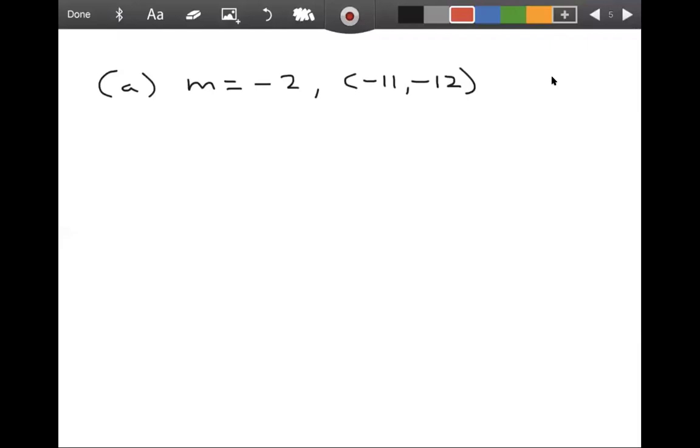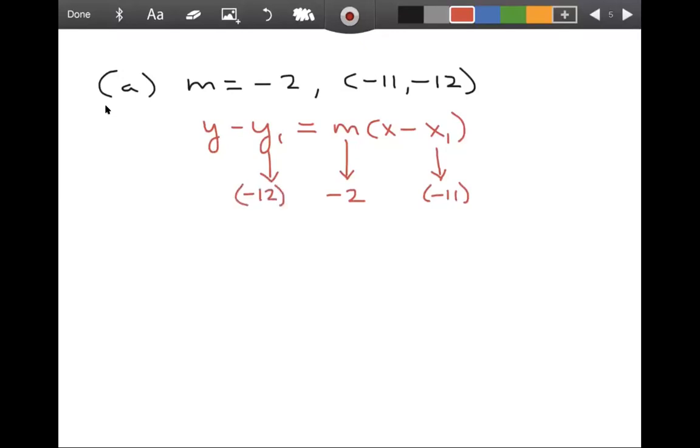All right, so in the first example, m is -2, and the line passes through the point -11, -12. So we're going to use the point slope formula. Y minus y1 equals m times x minus x1. We'll replace m with -2, replace x1 with -11, and replace y1 with -12. Notice this formula has some built-in minus signs.